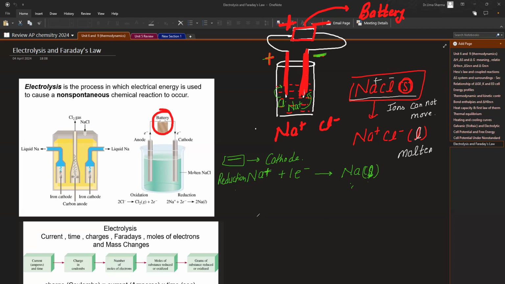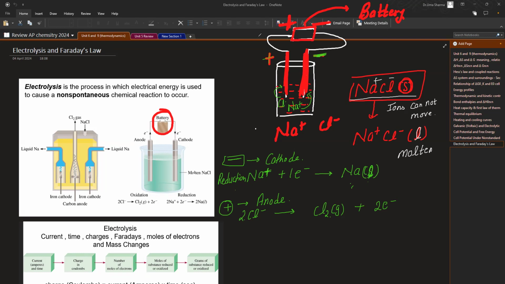This is the cathode. Where will Cl minus move? Cl minus will move to the positive terminal. What is this positive terminal asking for? It's asking for electrons. So it will undergo oxidation to give you Cl2 gas. That's the natural form of chlorine. Chlorine exists like this. What else is formed? Two electrons. So what is this? This is the anode. Oxidation.